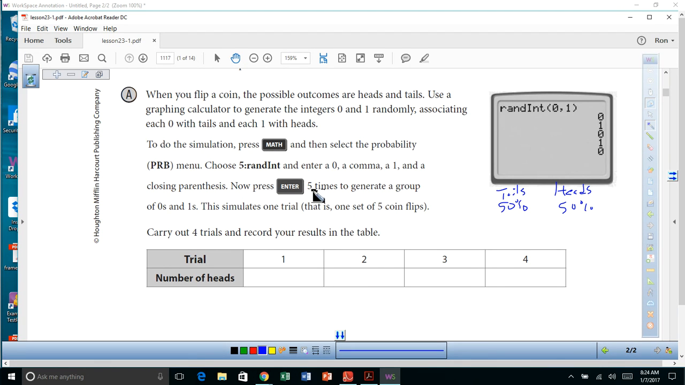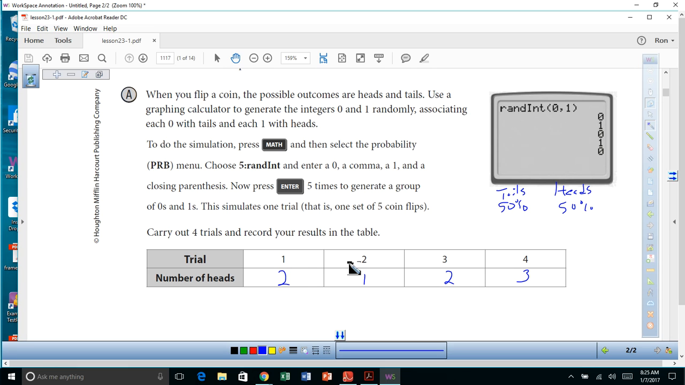Now press enter 5 times to generate a group of zeros and ones. This simulates one trial, that is, one set of 5 flips. Carry out 4 trials and record your results in the table. All right, I did that off the thing, just showing you how to, and this is what we got. Okay, 4 trials.